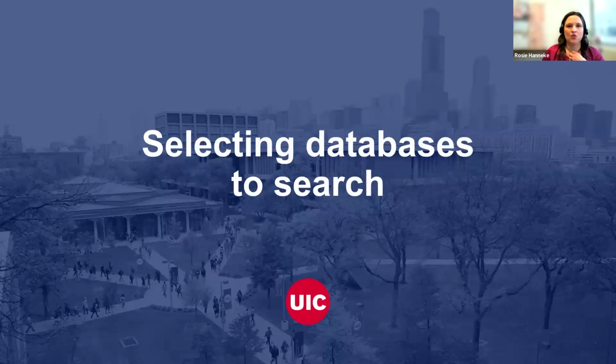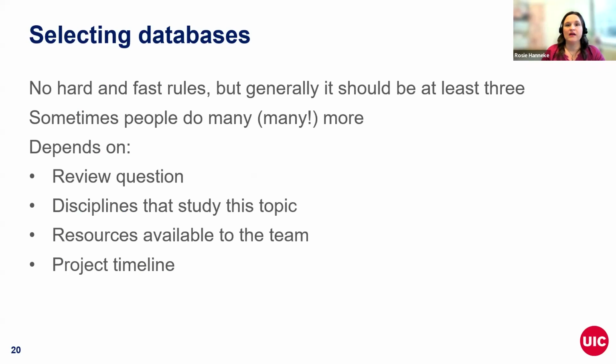So now that we know we are searching multiple databases, how do we know which ones to choose? There are no real hard and fast rules on how many you should search. Well, I guess the only hard and fast rule is that it has to be at least two, and generally it's three or more. Sometimes people do many, many more, but this depends on a lot of things.